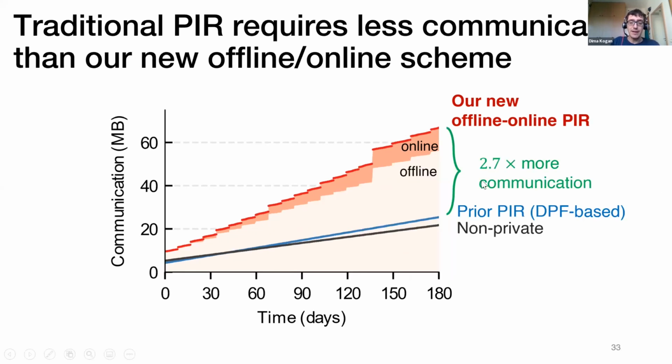And finally, let's look also at communication. Here we can see that our protocol is, again, a little bit less efficient than prior work. It requires 2.7x more communication. And part of it is related to the question that someone asked a few minutes ago. The update scheme introduces this constant overhead that results in the protocol being less efficient in terms of communication.